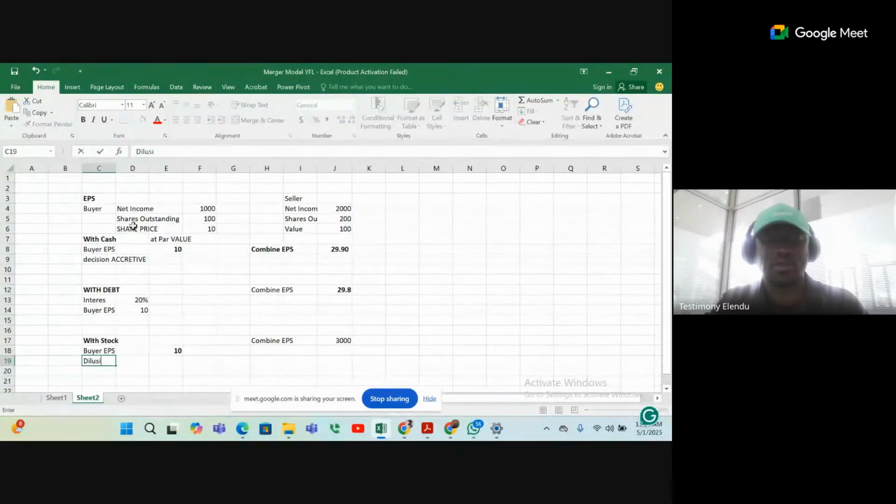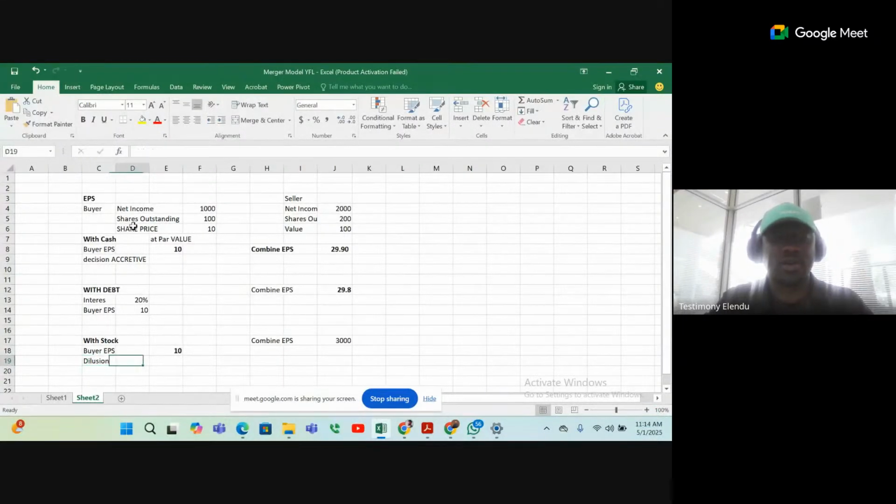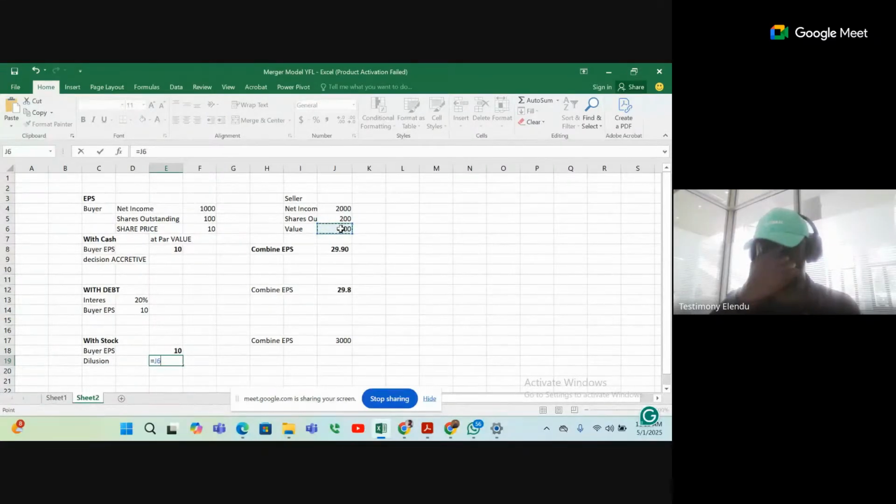Dilution. I'm very horrible at spellings, sorry. So I want to know how much of my stock I am going to give these people to buy their company. Their company is worth 100, but I want to pay them using my stock at 10. So how many of my stock will I give them to compensate them for 100? Just the value divided by my share price of 10. So I'm going to issue 10 of my stock to them.